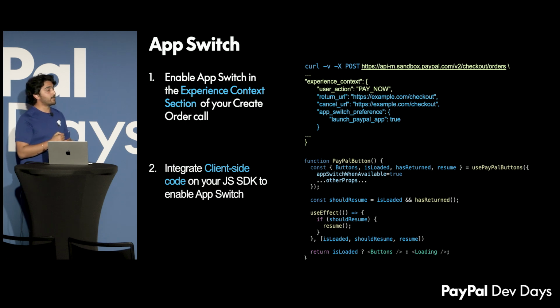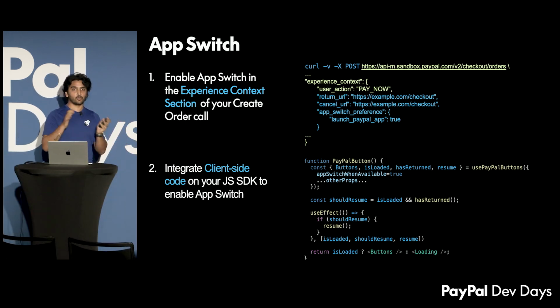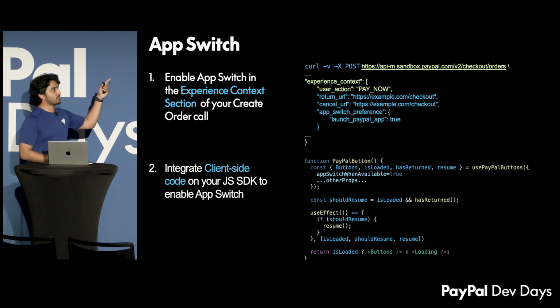page. But with the app switch, since we're changing context from the merchant context to the PayPal app, we need to know where to get the end user back. So we've got the return and cancel URL here, and as a best practice, we recommend putting the current URL that the user came back from, just for a more seamless flow.